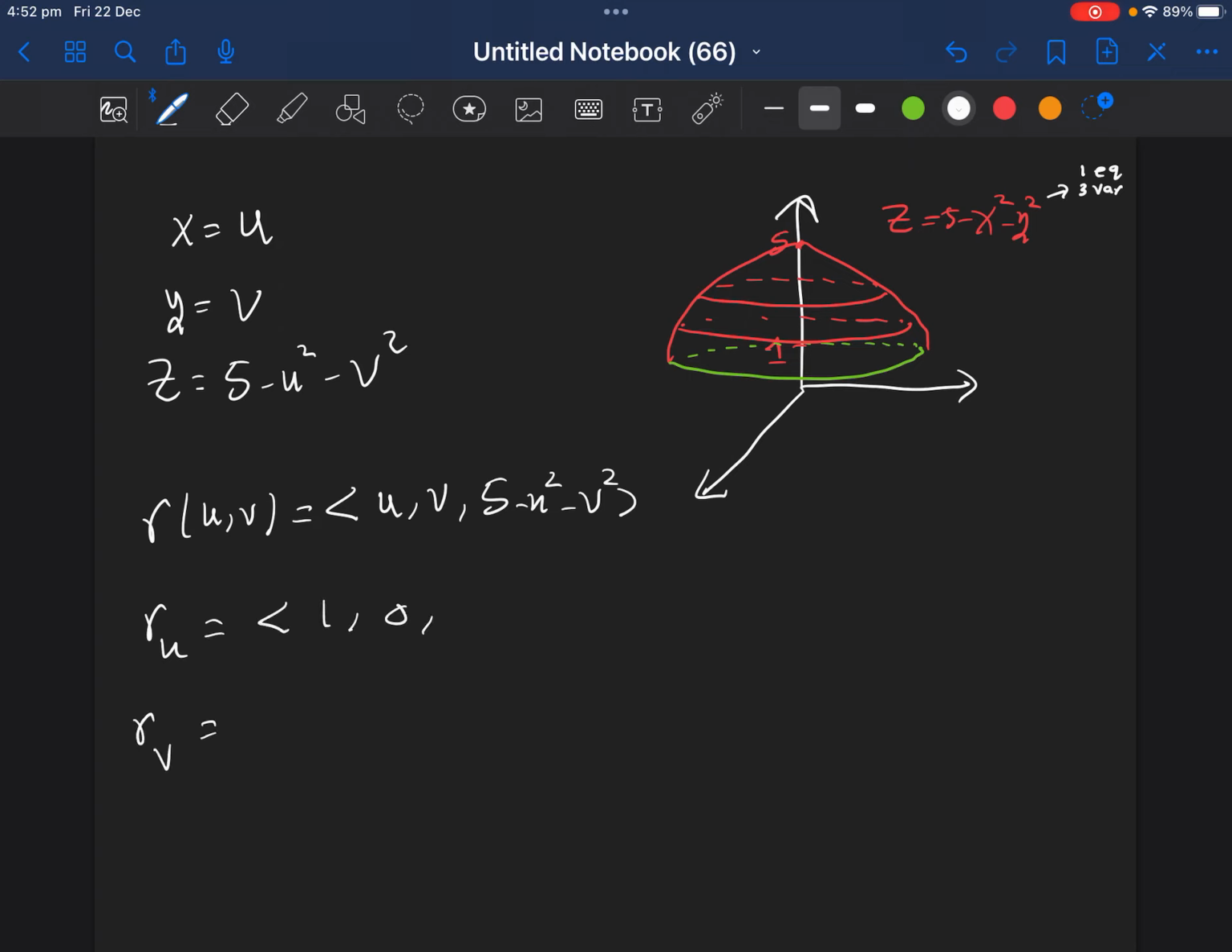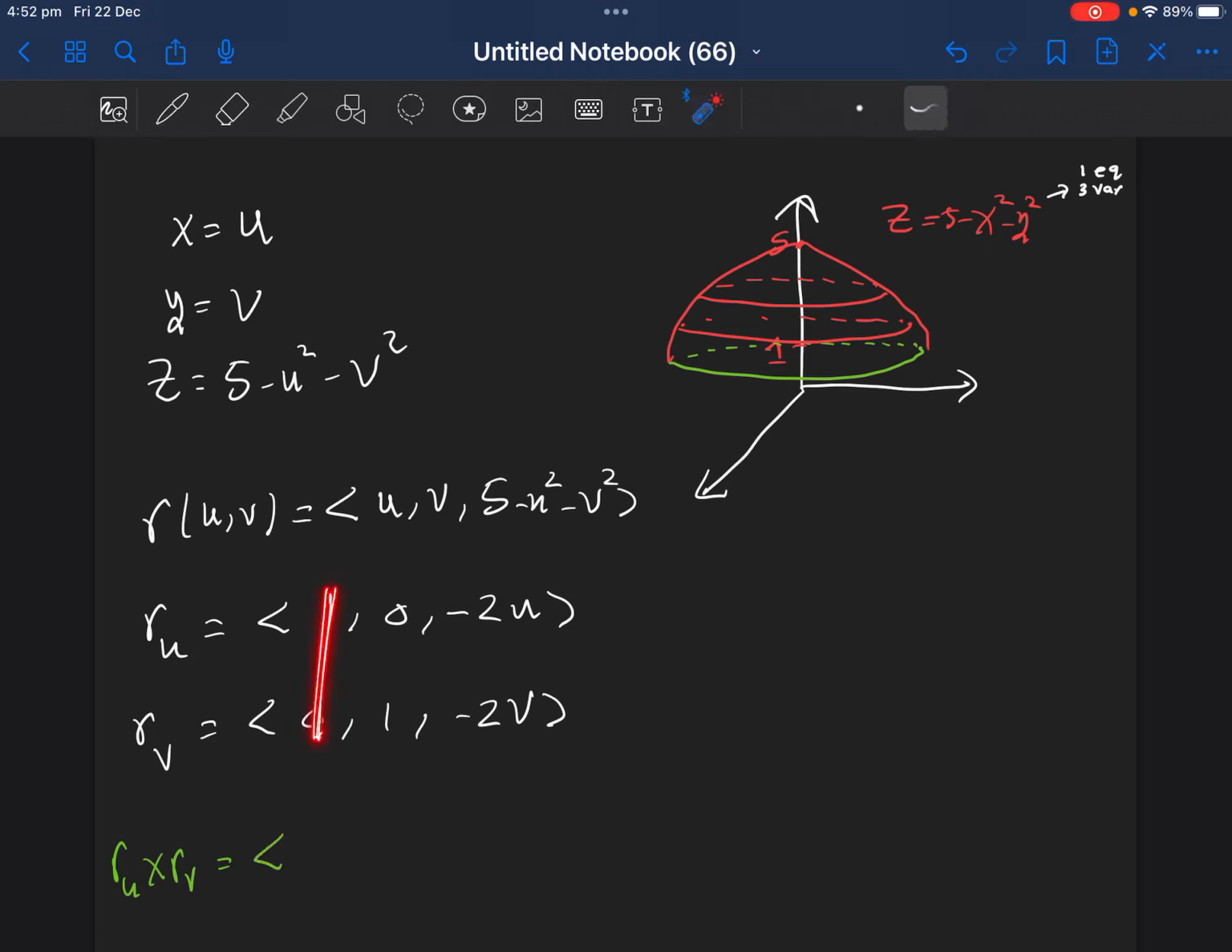Ru will be 1, 0, minus 2u. Rv will be 0, 1, negative 2v. And next we need to find the cross product. So if we find the cross product, it will be 2u, comma, 2v, comma, 1.